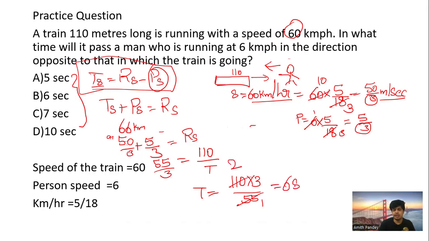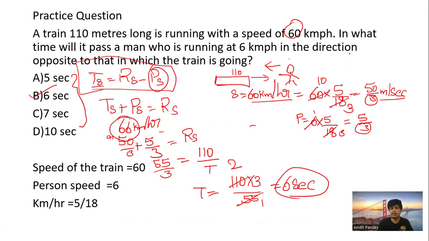So it is 6 seconds. It means the train is going to pass the person, or cross him, in 6 seconds. Hope it's clear to everyone. Okay, you may also do this as well, like 66 kilometer per hour.